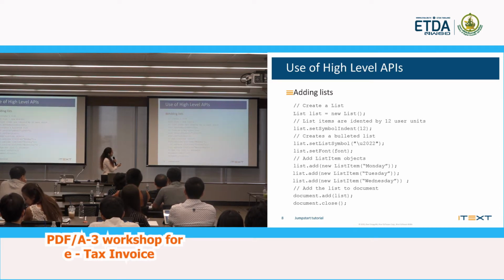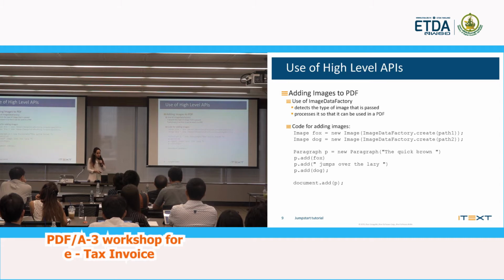So I am giving the encoding to create a bulleted list here. Then I'm setting a specific font. I can add different items. And then I add this list to the document and close the document, just like how you would add a list to a real-world document.